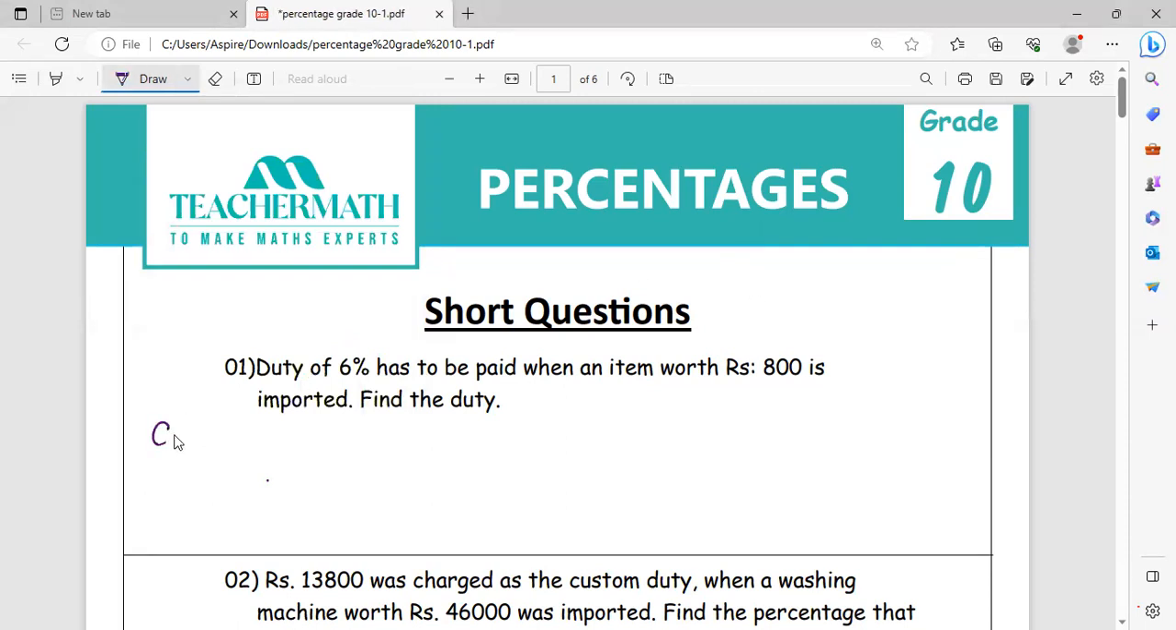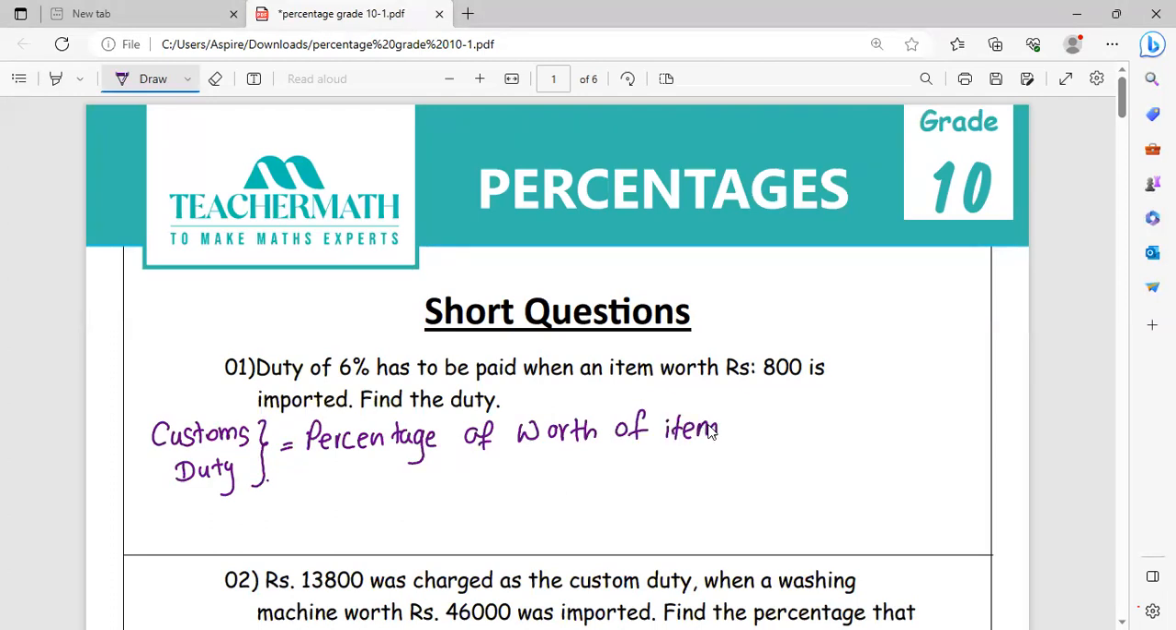Okay, then the custom duty. If I write the equation, customs duty is equal to percentage of worth of the item.